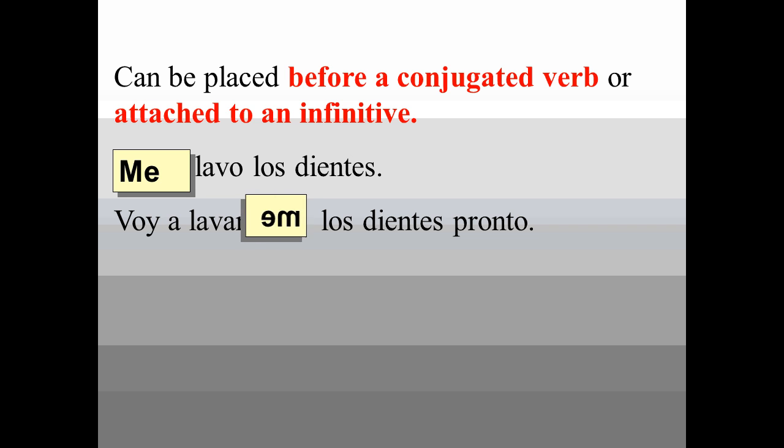Do you remember what an infinitive is? An infinitive is an unconjugated verb, a verb that ends in AR, ER, IR. Sometimes you will have that in a sentence. A lot of the times, if you have two verbs next to each other that are talking about the same idea, or after a preposition, you never conjugate. Either one works. You can say, me lavo los dientes, voy a lavarme los dientes pronto. You could also put the me in front of the voy: me voy a lavar los dientes pronto.